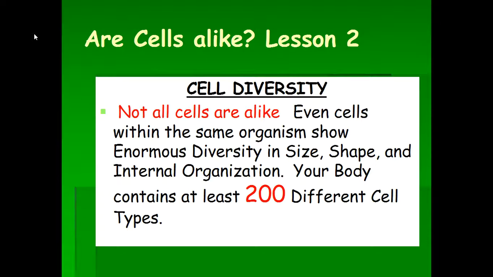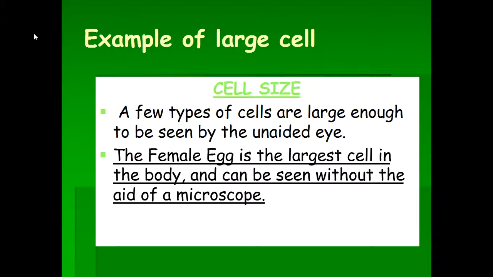Cell diversity. Not all cells are alike. Even cells within the same organism show enormous diversity in size, shape, and internal organization. You need to know this next one. Your body contains at least 200 different types of cells. You need to know 200 different types of cells.